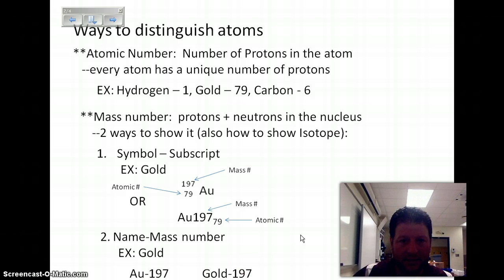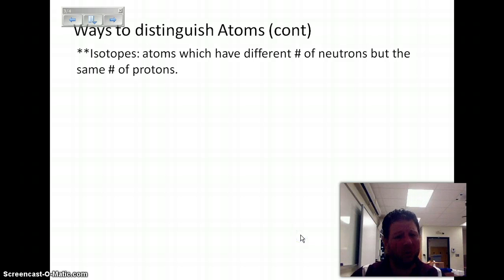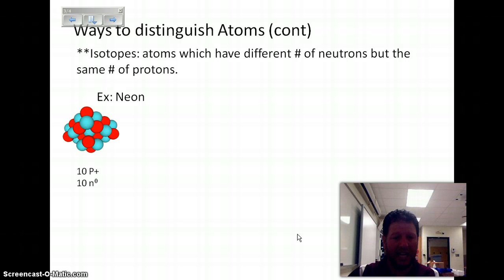Another way to distinguish among atoms is isotopes. Isotopes are atoms which have a different number of neutrons but the same number of protons. So let's take a look at neon. Here we have a neon atom that has 10 protons and 10 neutrons. We call this neon. But if you wanted to show it as a mass number, we would say that this is neon 20. It's neon 20 because it has 10 protons and 10 neutrons.